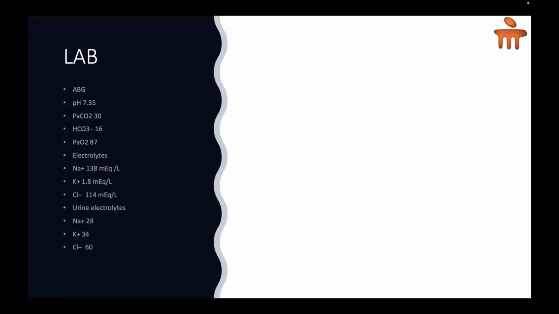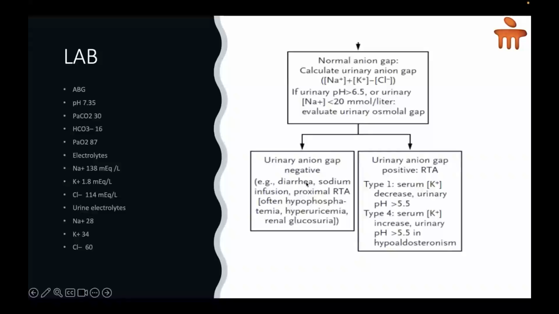One minute. And it's a normal anion gap metabolic acidosis. Good, perfect. It's a normal anion gap metabolic acidosis. How will you approach normal anion gap metabolic acidosis? So based upon urine anion gap, sir. Mainly urine anion gap.